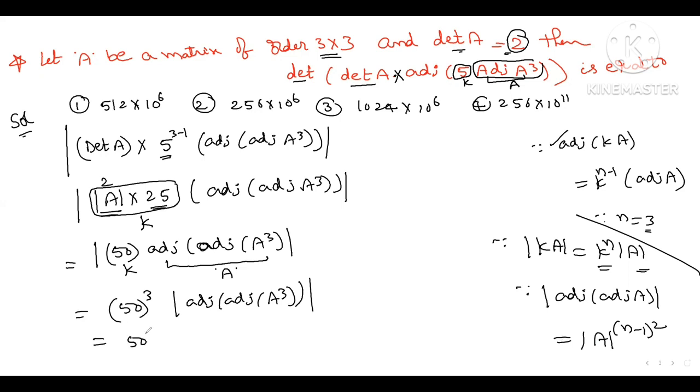Okay, we get 50 whole cube. Now, according to this formula, here A is replaced by A cube, so det A cube power n minus 1 whole square. What is the value of n? 3. 3 minus 1 whole square. So 50 whole cube, and here 4 times 3 is 12, so det A power 12 here.